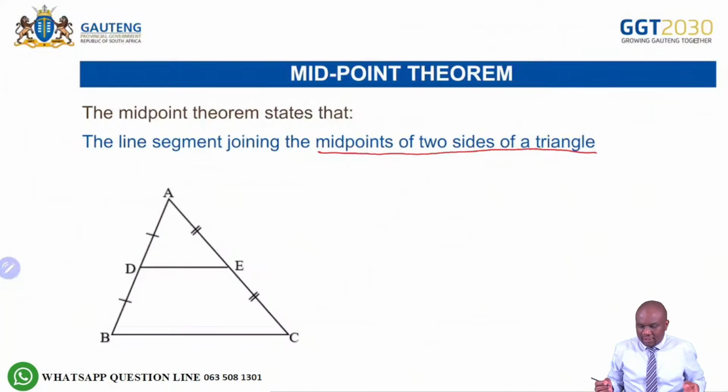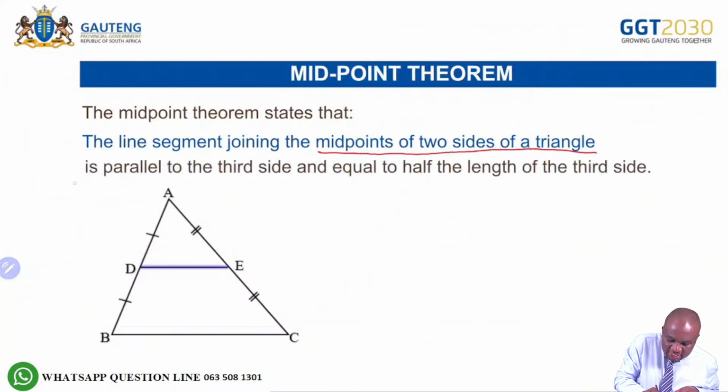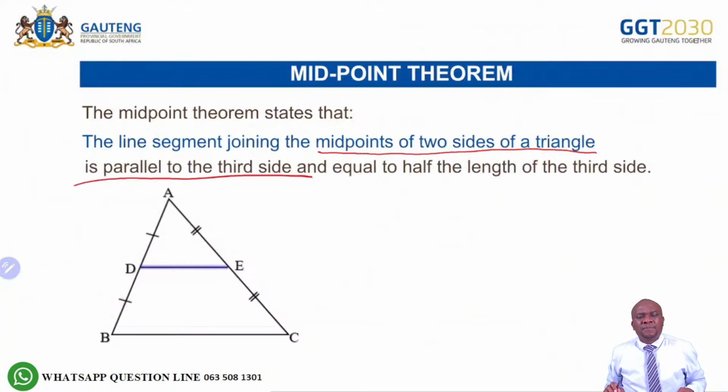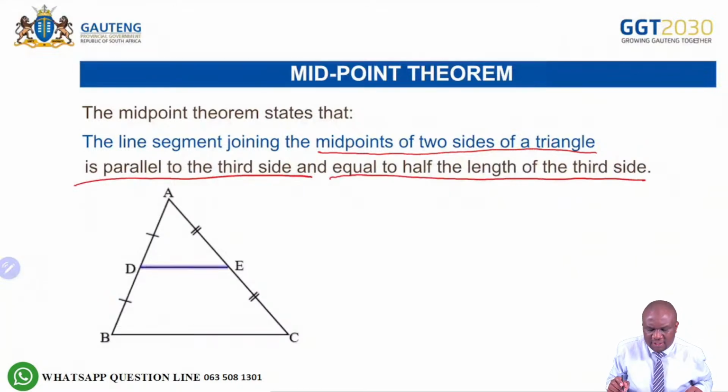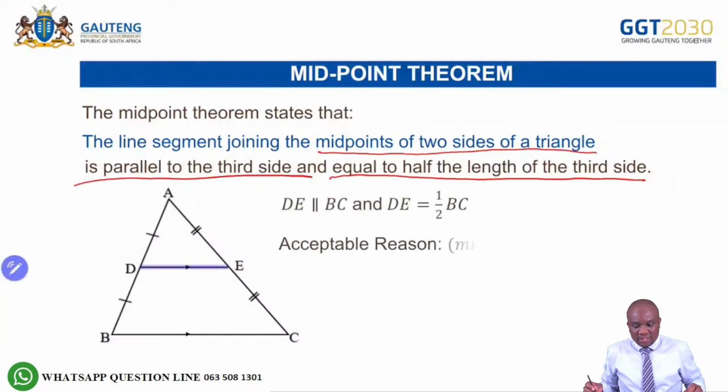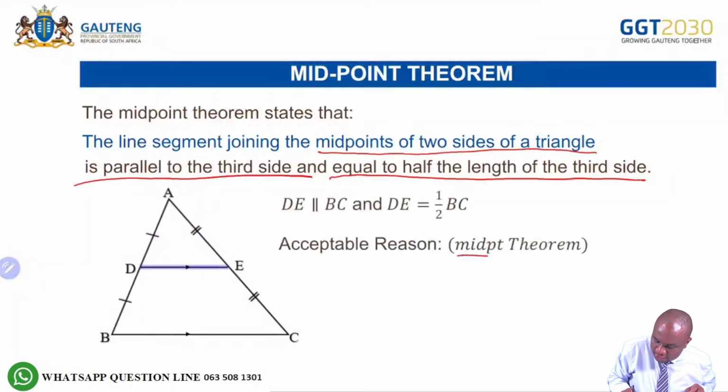Okay, right. So this line segment is what? It is parallel to the third side. We found that in our investigation, and equal to half the length of the third side. That's the midpoint theorem. And then you can write your reasons. Remember, in Euclidean geometry, we have acceptable reasons. You don't need to write the whole sentence. Okay? How do we write it? We can say midpoint theorem like this.